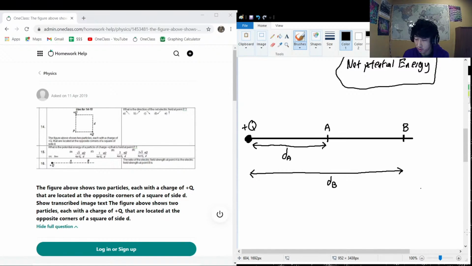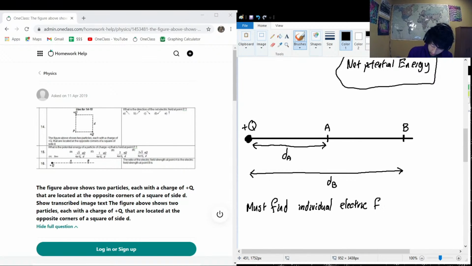So if we want to find the ratio of their electric fields, we have to find what their individual electric fields are. We must find the individual electric fields before finding the ratio between them.